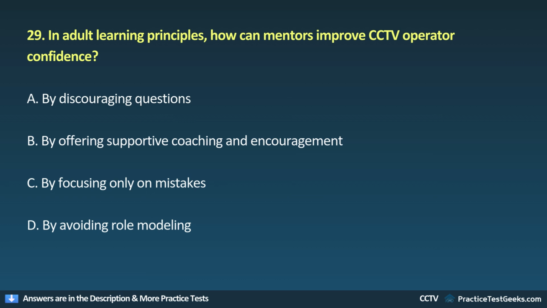29. In adult learning principles, how can mentors improve CCTV operator confidence? A. By discouraging questions. B. By offering supportive coaching and encouragement. C. By focusing only on mistakes. D. By avoiding role modeling.